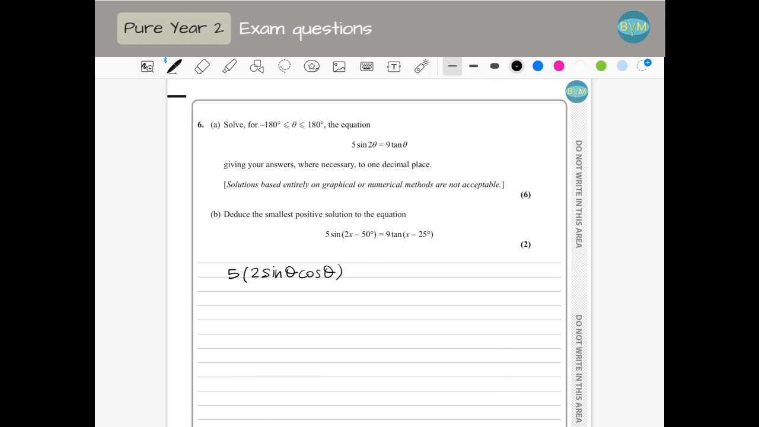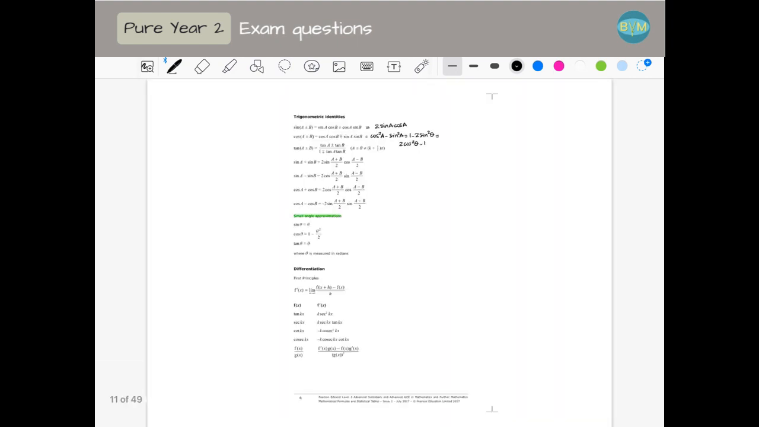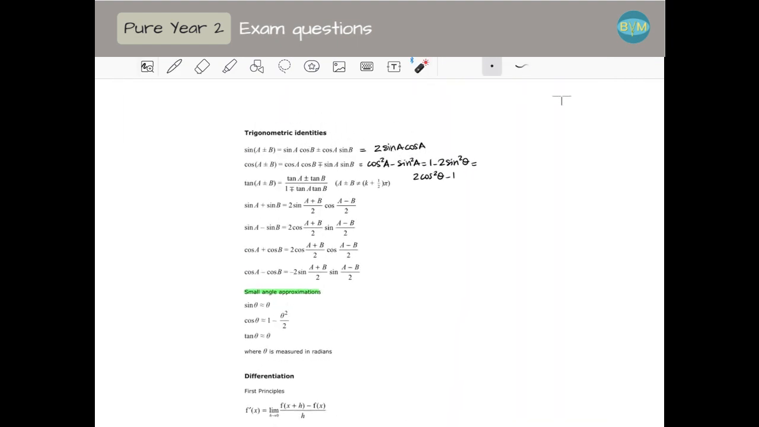The double angle formulae are not in the formula booklet, but you have the addition formulae. So if you see your formula booklet, you have the addition formulae. So it's very easy to deduce the double angle just by making A and B equal.